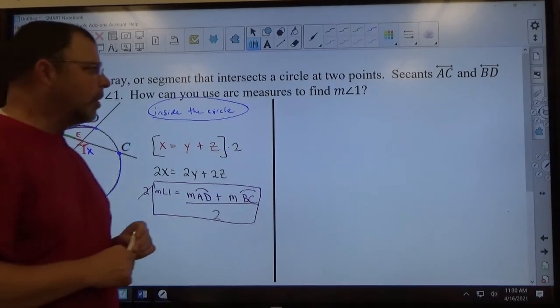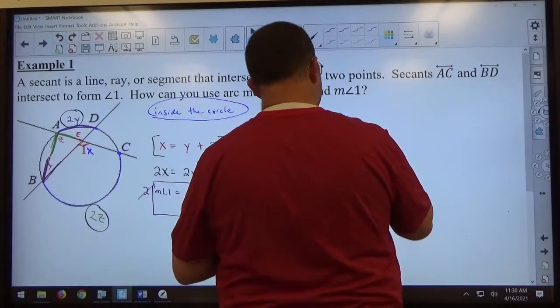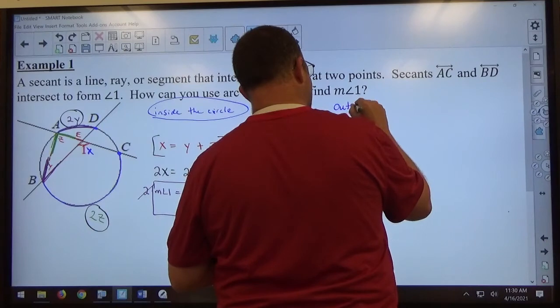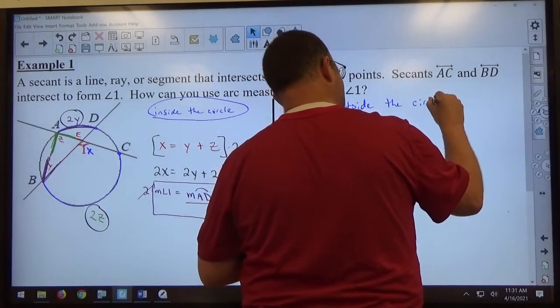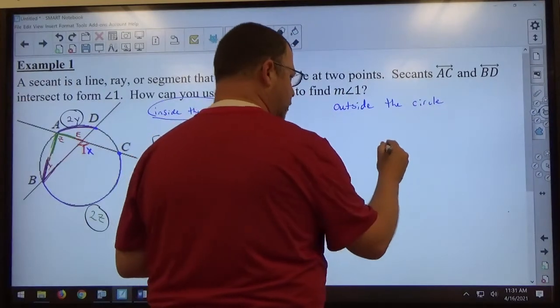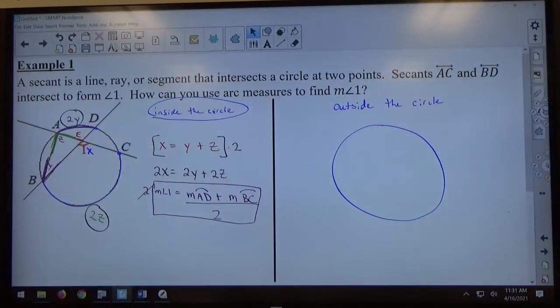Okay. Let's take a look at outside the circle. That's over here. So this is what it looks like. First, draw a circle as pretty as you possibly can. You see my circle? Does it look pretty? Mine's kind of lumpy. That's fine. As long as it looks circular, you'll know it's the circle you're talking about, right?